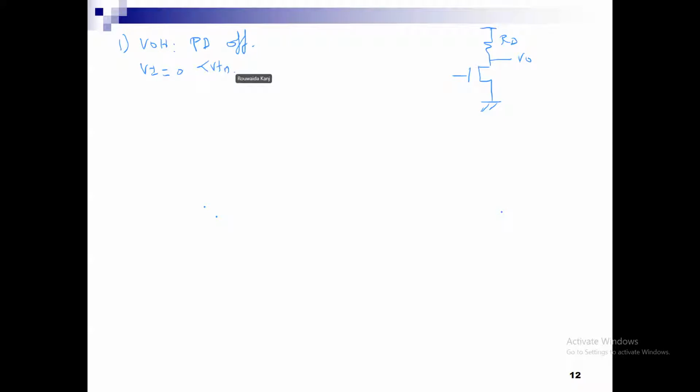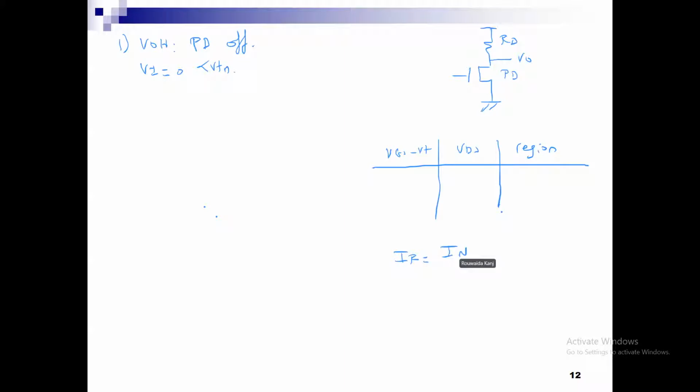Okay, great. The most important thing in this type of inverter is to look at the pull down device and say, well, I have VGS minus VT, I have VDS, and I need to determine the region. Then I know that IR is equal to IN, and IR is nothing but VDD minus VO over R, and IN is equal to the current of the transistor based on the region in which I am operating.